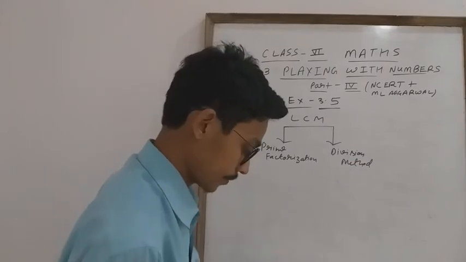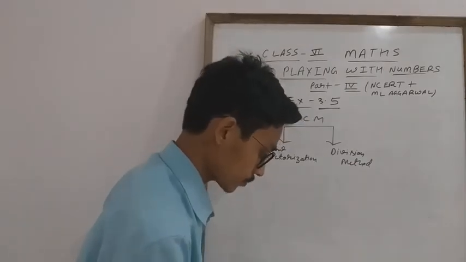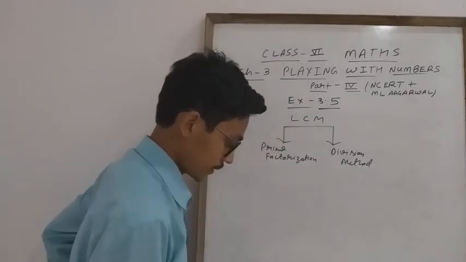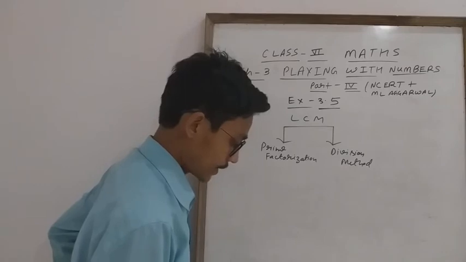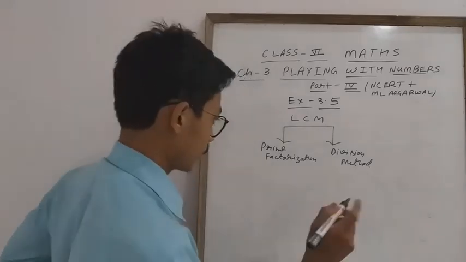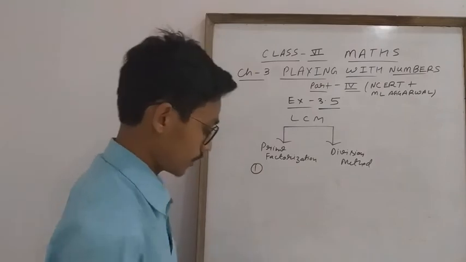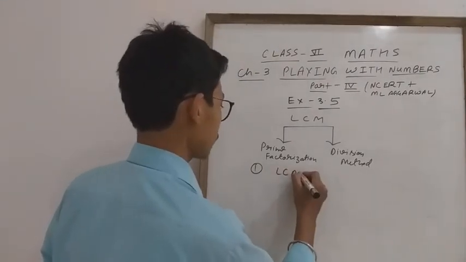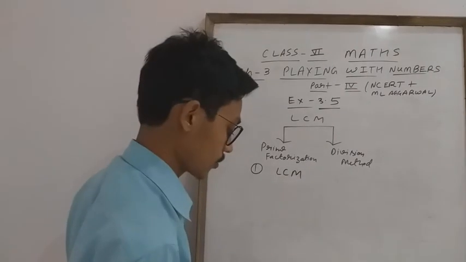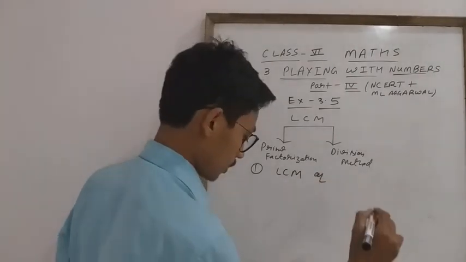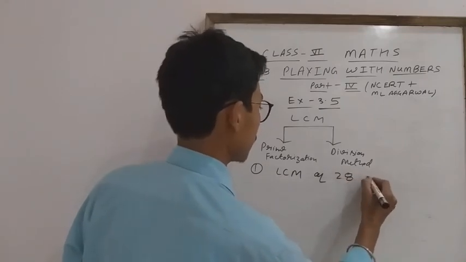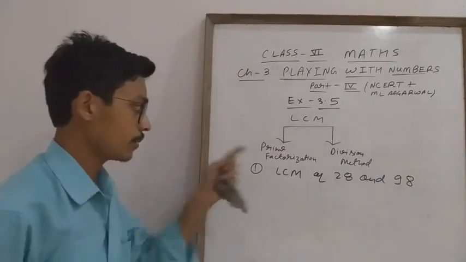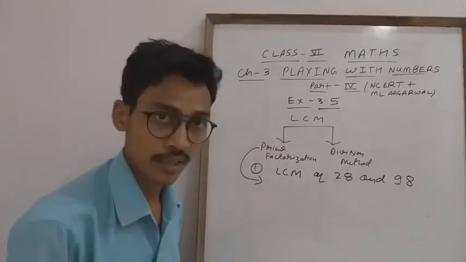In exercise 3.5, one question is given: find the LCM with the help of prime factorization. So we have to use prime factorization. Clear? For example, the LCM of 28 and 98, with the help of prime factorization, student. Okay?